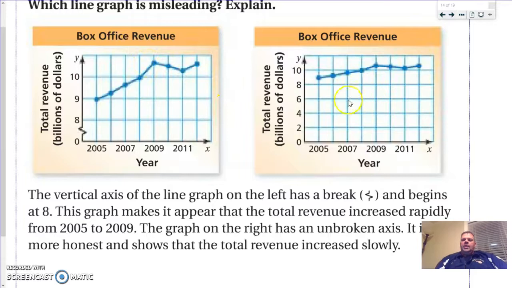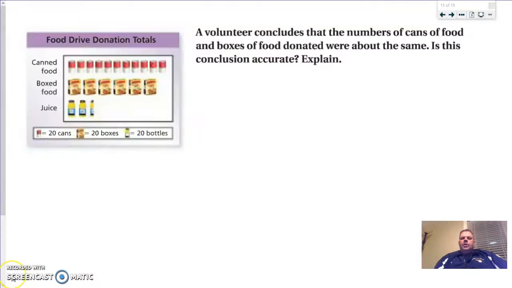This is the one that is the best fit. This one would be our misleading example. In our next example, a volunteer concludes that the number of cans of food right here is the same as the number of food boxes that are donated as well. Is this conclusion accurate? Well, as you can see, each of the figures below, the cans, the boxes, or the juice bottles, they each equal 20.